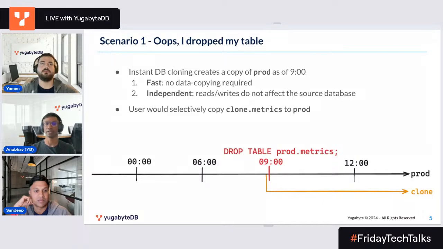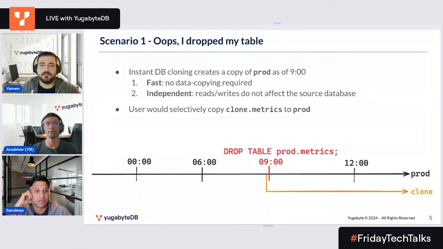Once you've done the clone, you can selectively copy the metrics table from the clone database back into prod. And then it's up to the user to guarantee that they're not violating any of their own invariants. I guess it's important to do this to preserve cross-table transactional consistency. Yeah. Got it. Okay. So that's the scenario where you accidentally dropped a table.